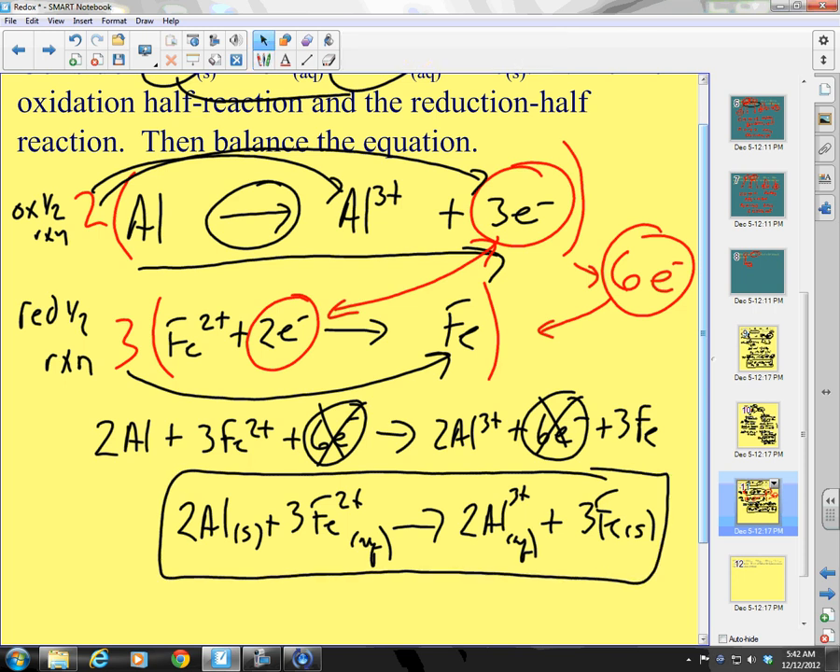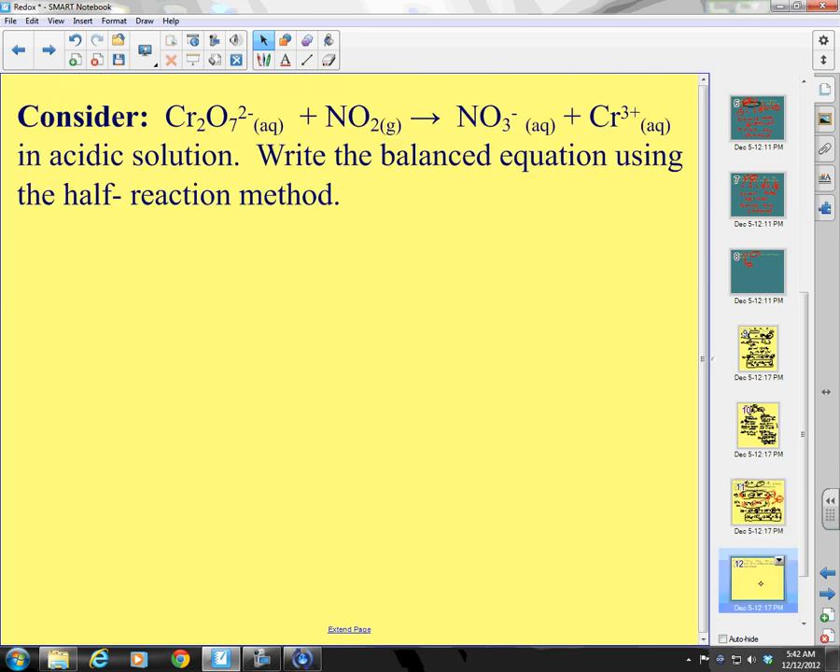Okay, wunderbar. Let's go further. All right, this one looks kind of scary. I have dichromate plus nitrogen dioxide yields nitrate plus chromium 3. And it's in acidic solution. Write the balanced equation using the half reaction method.